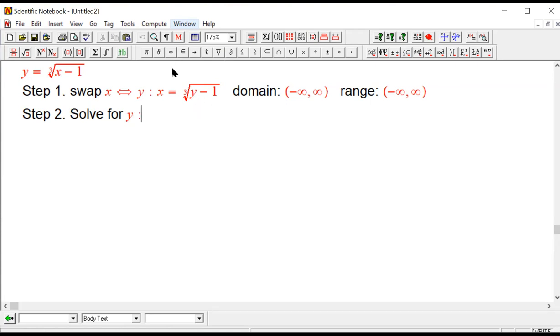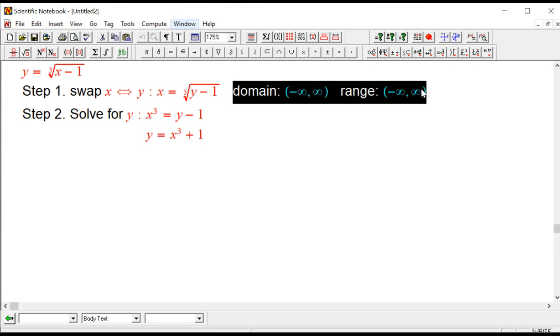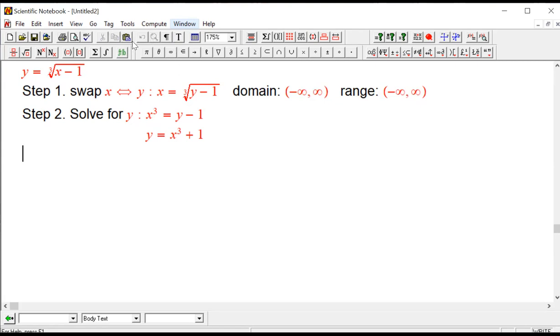Okay. The consequence of solving for y, we're going to raise to the power 3 on both sides. So we're going to have x raised to the power 3 equals y minus 1. As a result, we get y equals x raised to the power 3 plus 1. Okay, and domain and range as such after the swap. So in the end, the inverse function is f inverse of x equals x raised to the power 3 plus 1. So these are the two inverse functions.